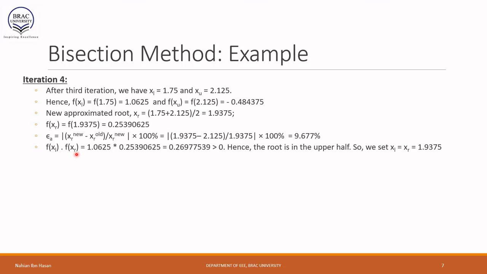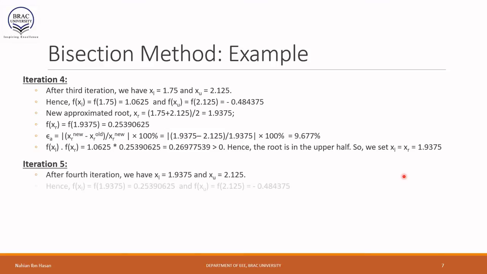So what we do, we change our lower boundary to 1.9375. Since at xr 1.9375, this value is positive, but at xu, f of xu is minus 0.484375. So these two values are of opposite signs. That's why we take these two boundary points, that means 1.9375 and 2.125. So that is our new boundary definition for the fifth iteration.